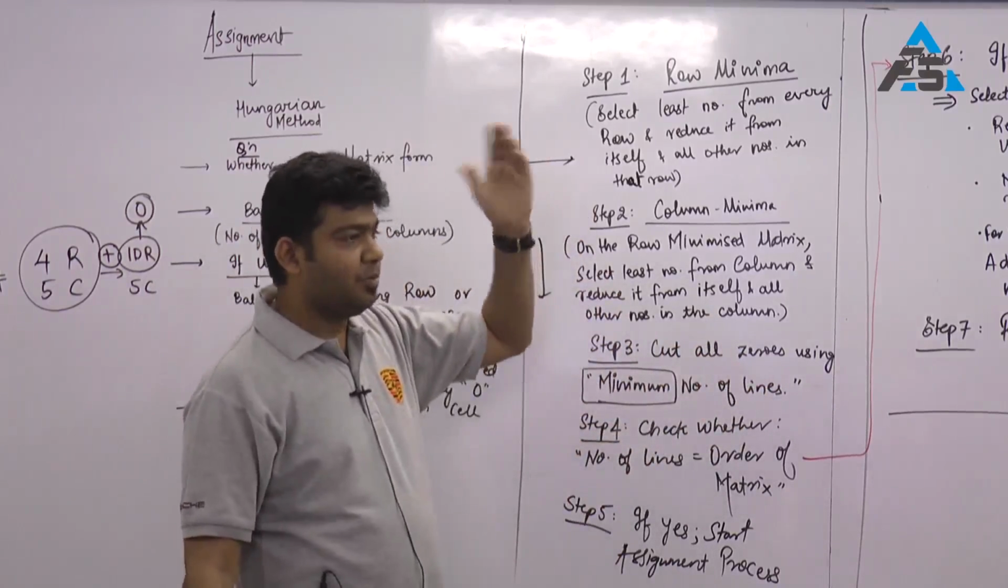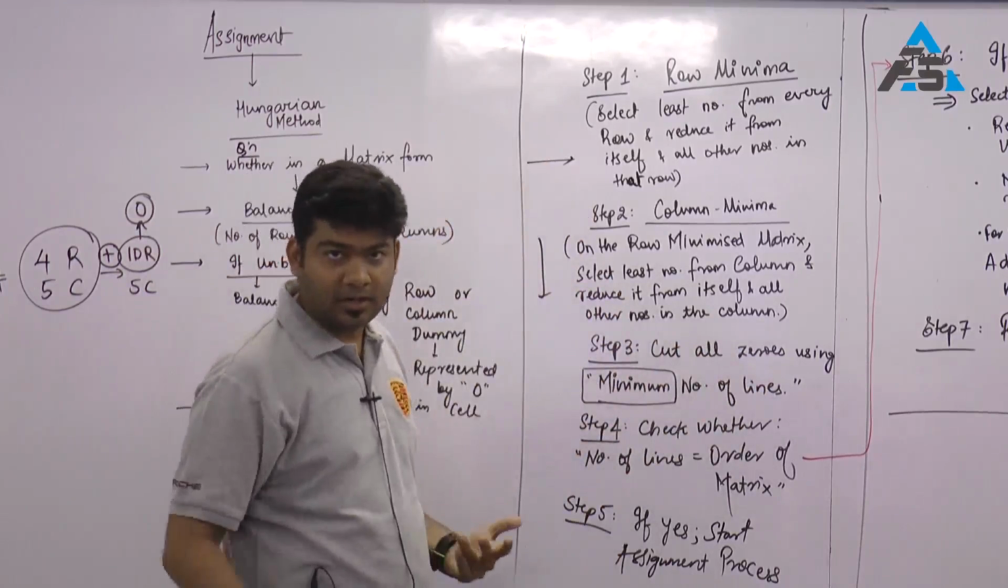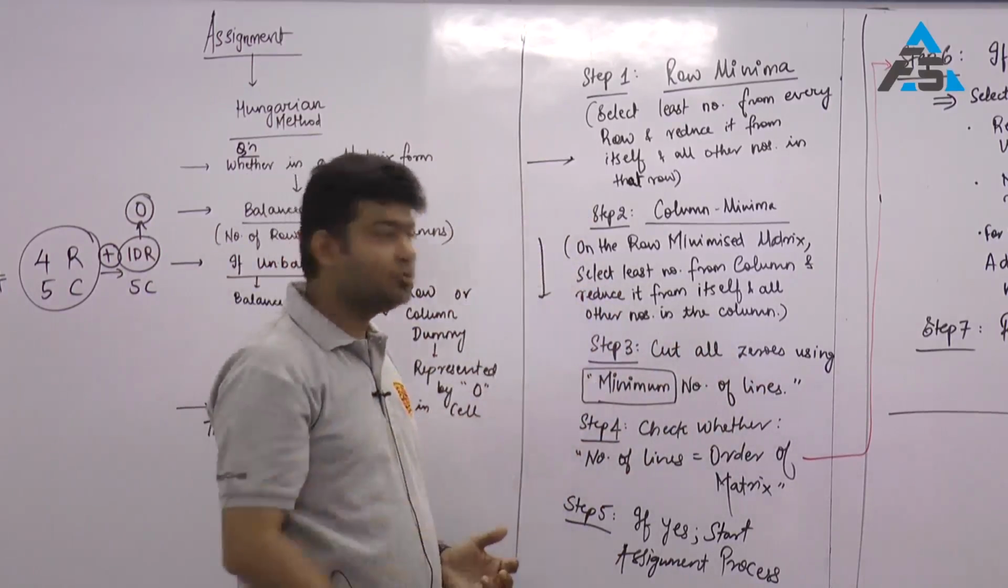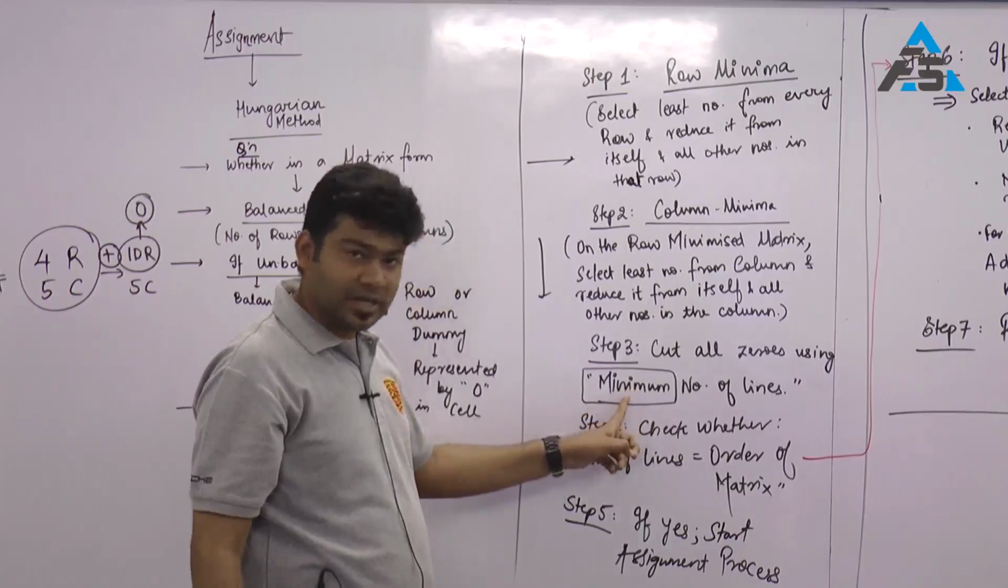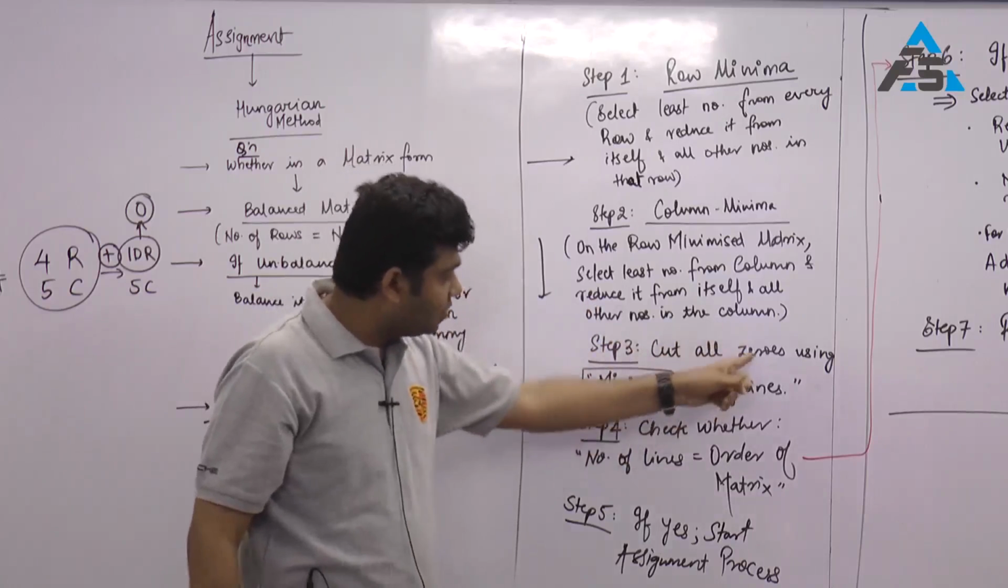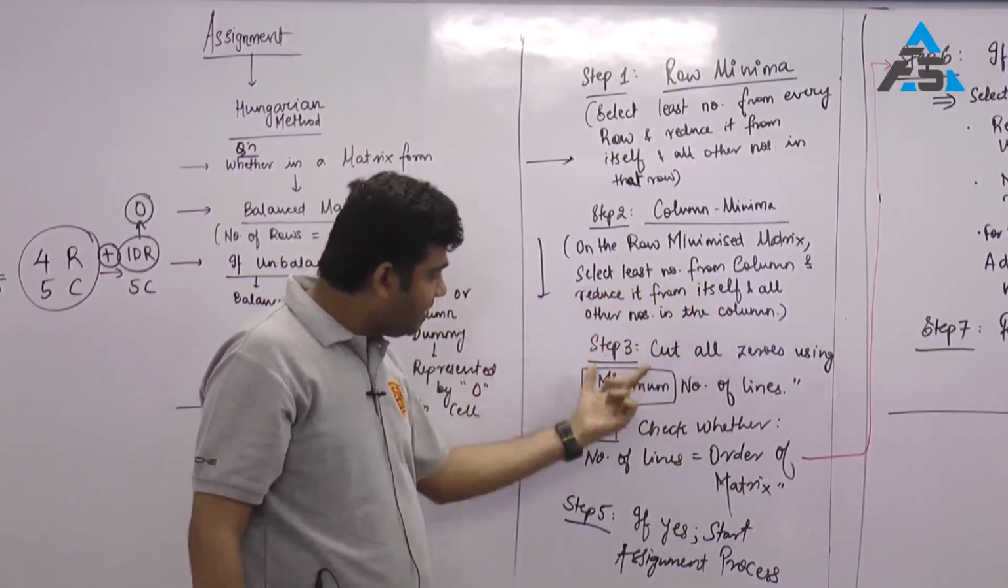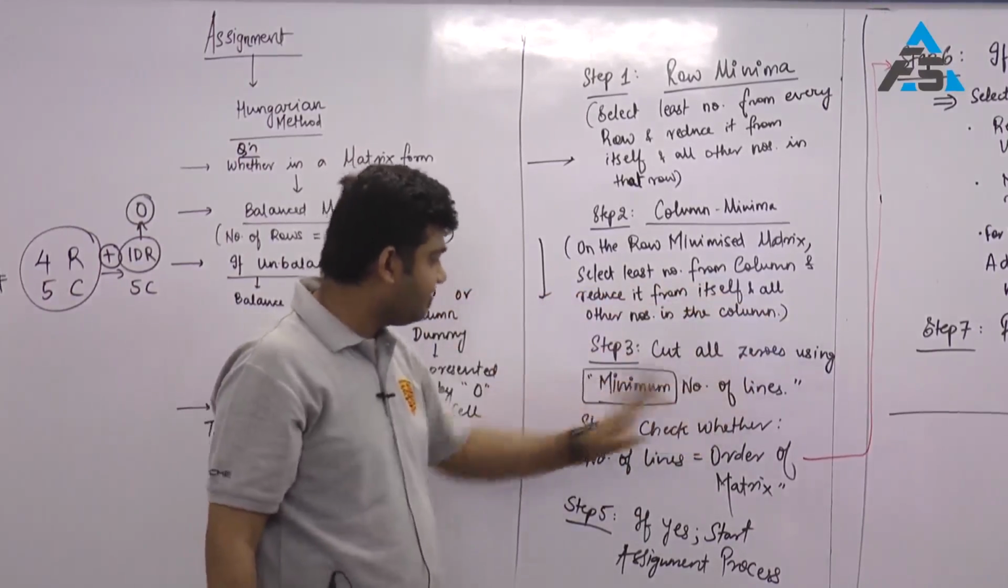So it may be possible that I am cutting with 4 lines, but there is a possibility that the same number of zeros can be cut using 3 lines. The 3 lines is correct. So cut all zeros using minimum number of lines. Focus, all minimum. So all zeros using minimum number of lines.